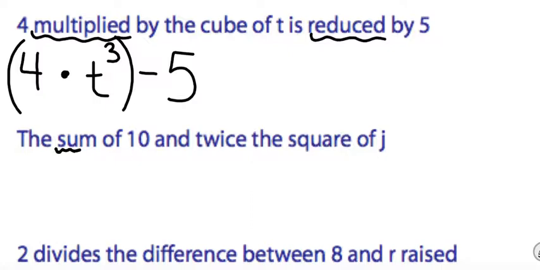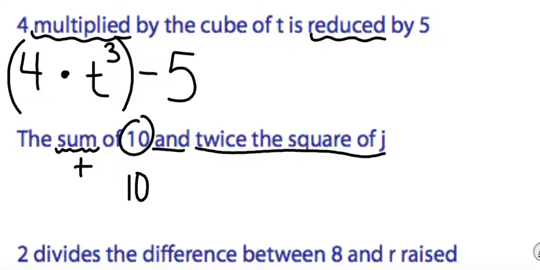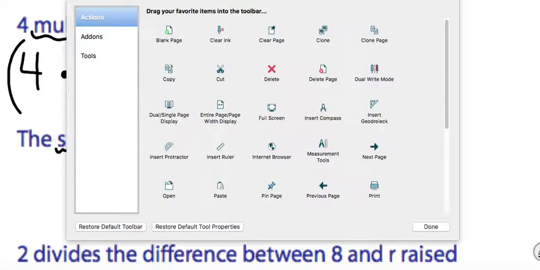So what do I need? I need a sum. I know that sum means that I add. What am I adding? I'm adding 10 and twice the square of j. So I need to take 10 and I'm going to add it with twice the square of j. So if this is j, remember squared is where I have the exponent of a 2. But I need to take twice that. To take twice something, I multiply 2 times it. That's twice. That doubles it.